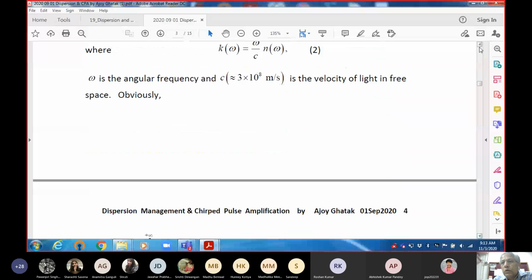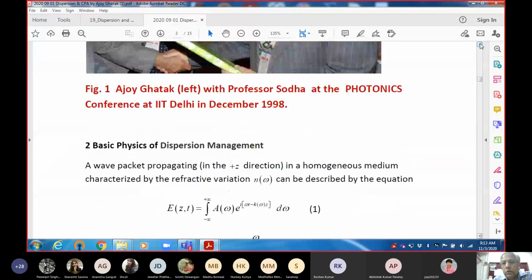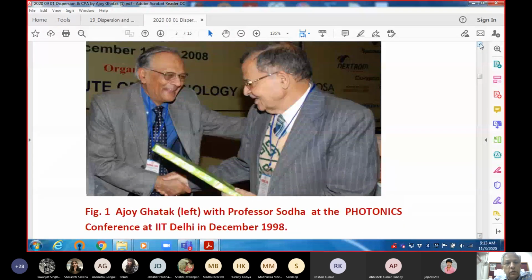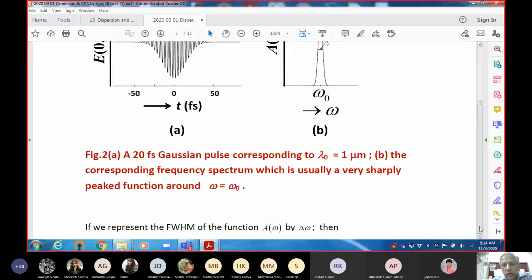I do not know whether you have seen these gentlemen. Left side is Professor Ghatak and right side is Professor Soda. He retired long back, but Professor Soda is responsible for starting the fiber optics research area in the country, and in our IIT first. So he persuaded Professor Ghatak to start to work in fiber optics, and that is how it started here actually.